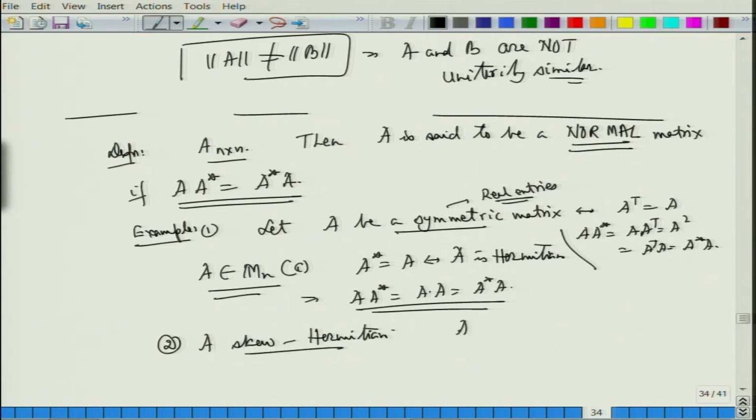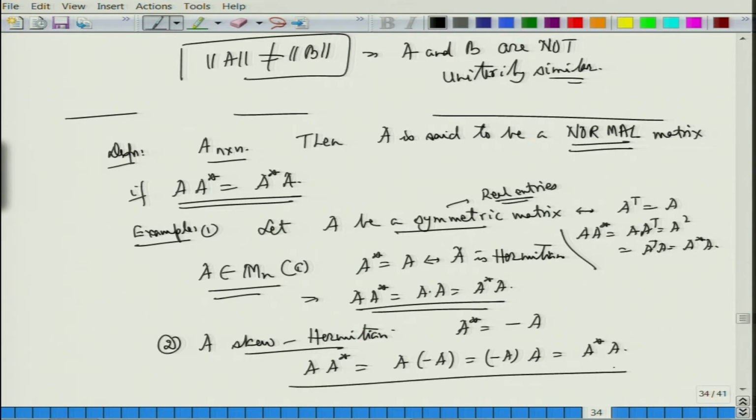So, skew Hermitian means A star is equal to minus A. So, if I want to compute A times A star, it will be equal to A times minus A, which will be same as minus A times A, which will be same as A star A. So, again this is also true for me, all right. So, whether I am looking at Hermitian matrix or skew Hermitian matrix, they are normal matrices itself.